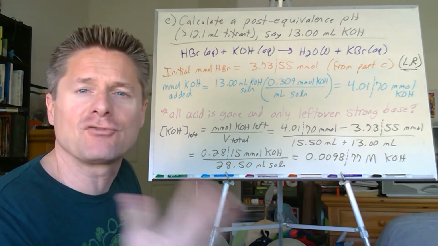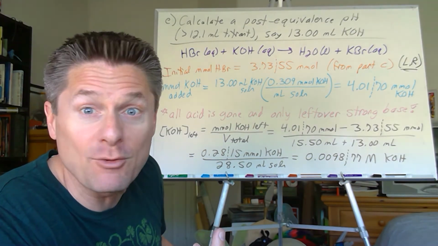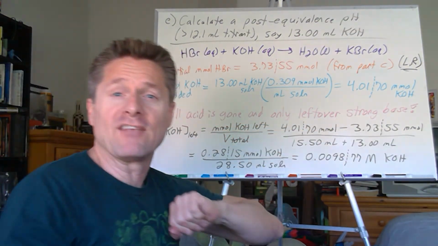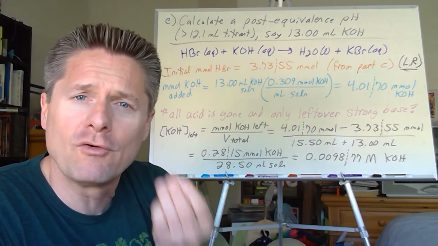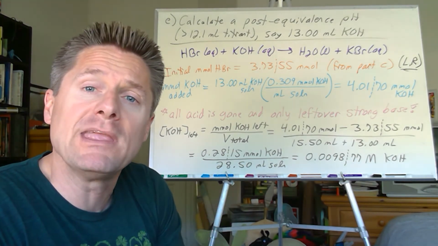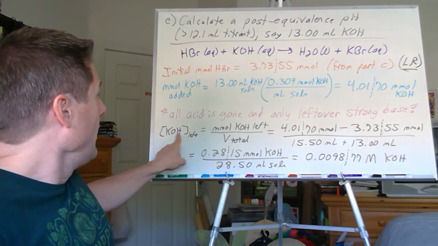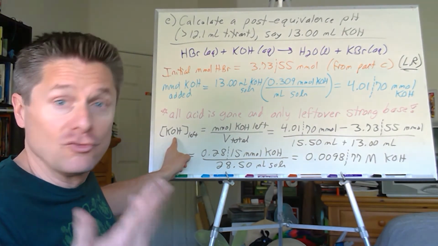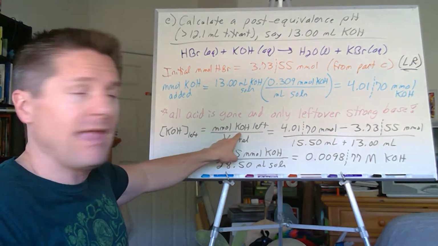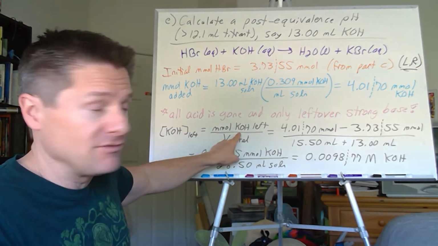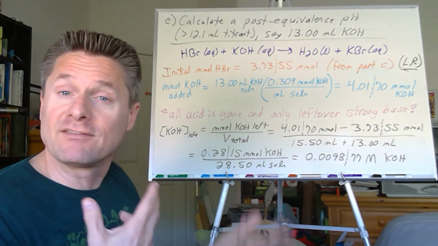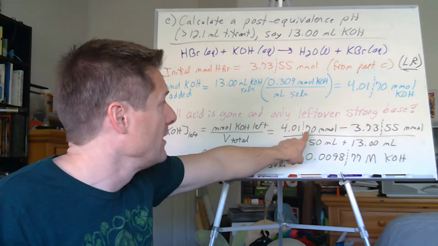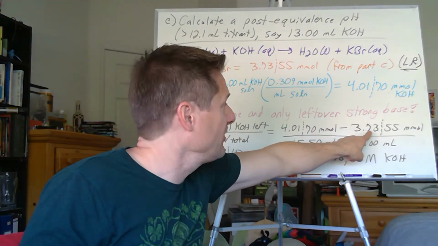And now we're just adding extra base, which would be silly in lab because you don't want to go past the equivalence point. But here we want a titration curve. So with leftover strong base, we need to figure out the concentration of the leftover strong base, the OH minus, in order to get the pH. So the KOH concentration left over after neutralization: how many millimoles of KOH are left over after they neutralize each other, divided by the total volume of acid plus volume of base.